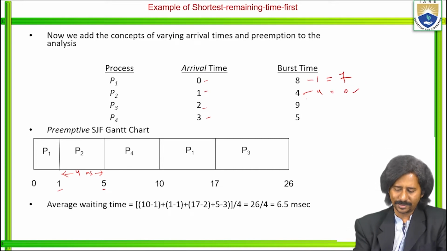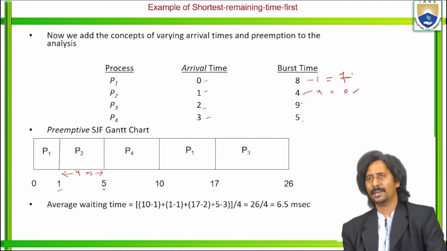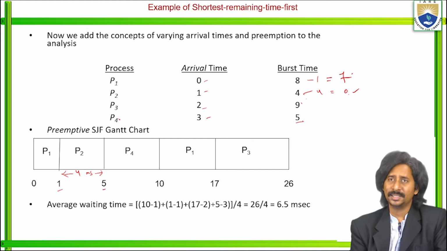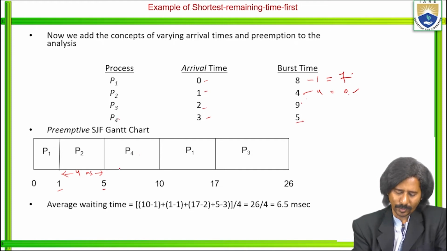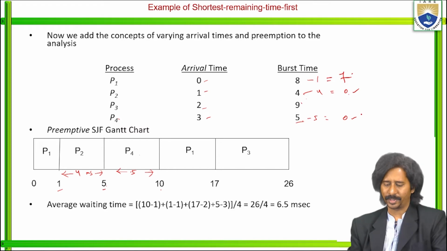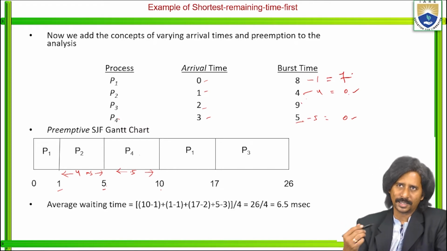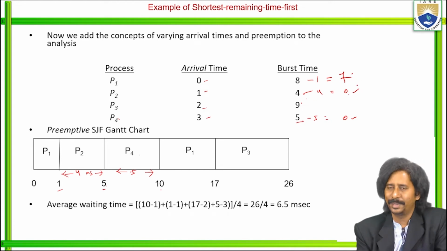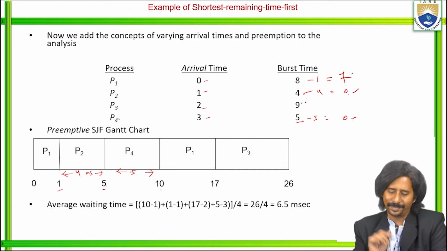Now we have 7, 9, 5 remaining. Which is the shortest among these? 5 is the shortest, and the associated process is P4. So P4 is executed, taking 5 milliseconds. 5 plus 5, 10. Now the processor compares 7 and 9. P1 takes 7 milliseconds and P3 takes 9 milliseconds.